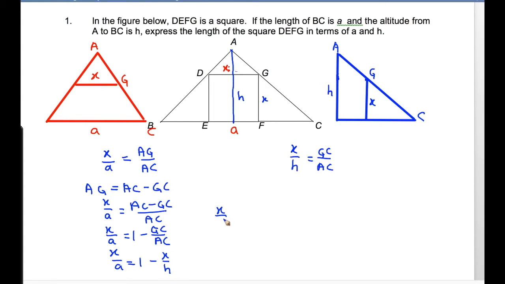Therefore, x over a plus x over h equals 1, and making this into a single fraction, we have hx plus ax over ah equals 1. Factorizing out and simplifying, we have x equals ah over h plus a. Solved.